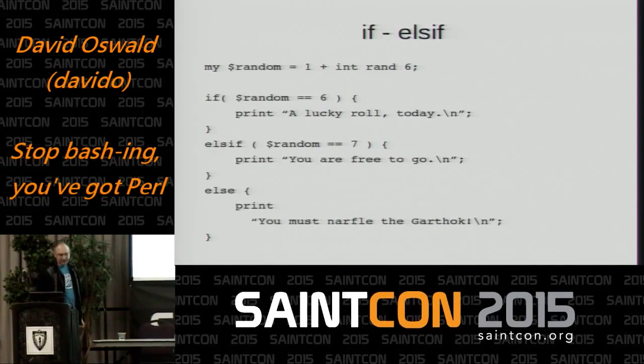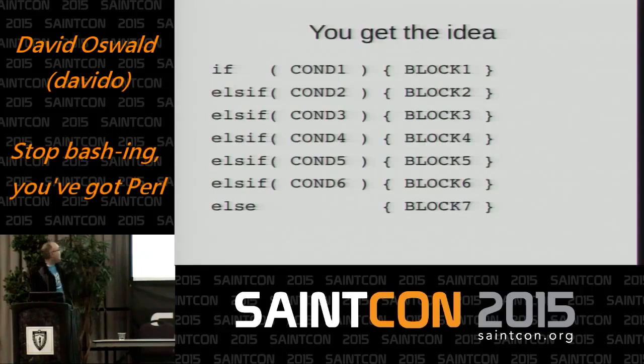Here we're going to do an else if. If random equals 6, then print a lucky roll. If random equals 7, print you are free to go. Obviously, that's not even possible. Otherwise, you must narfle the Garthok. And you get the idea. You can have as many else if conditions as you want.